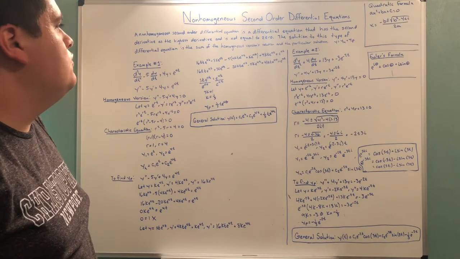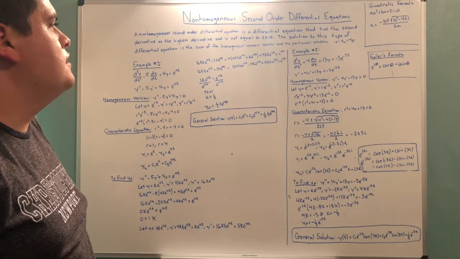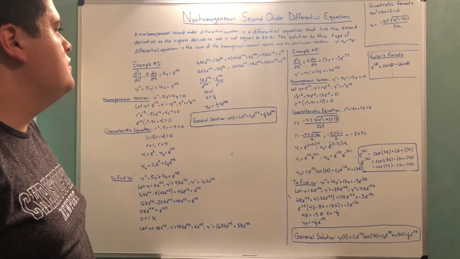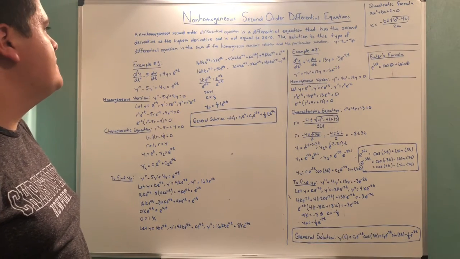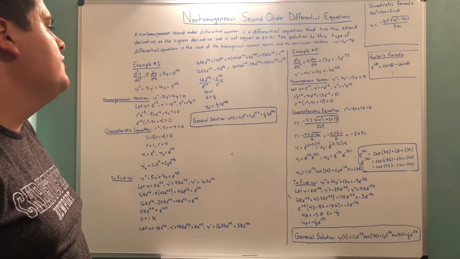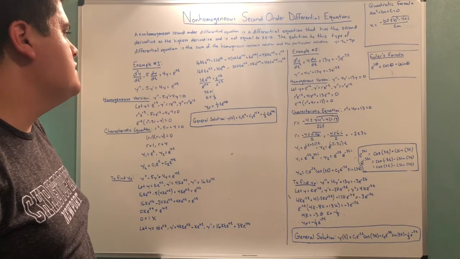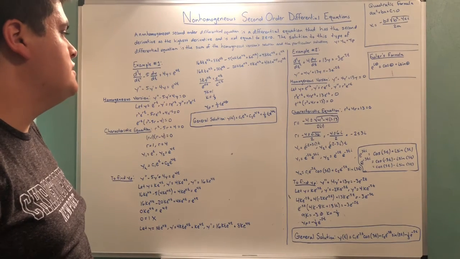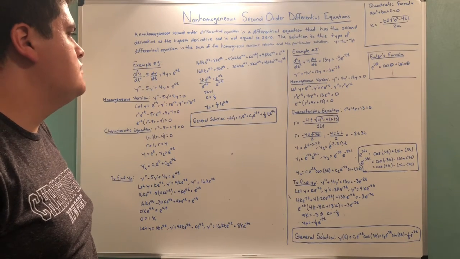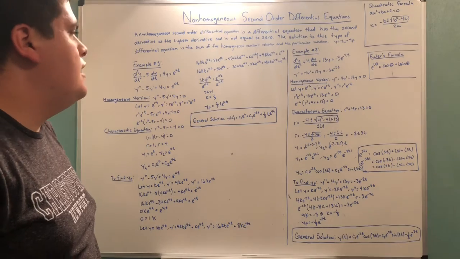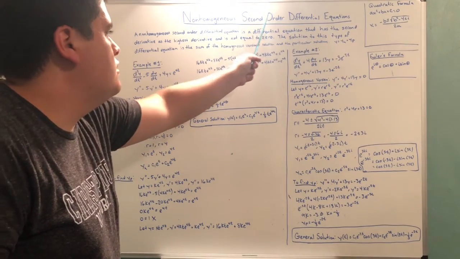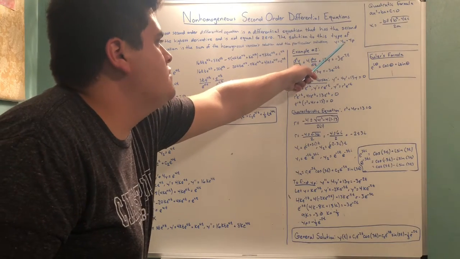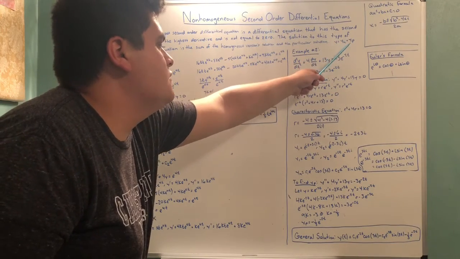Hi, for today's lesson, we'll be learning about non-homogeneous second-order differential equations. A non-homogeneous second-order differential equation is a differential equation that has the second derivative as the highest derivative, and the equation is not equal to zero. The solution to this type of differential equation is the sum of the homogeneous version solution and the particular solution. So when evaluating a non-homogeneous second-order differential equation, we have y equal to yh plus yp. Yh is the homogeneous version, yp is the particular version.